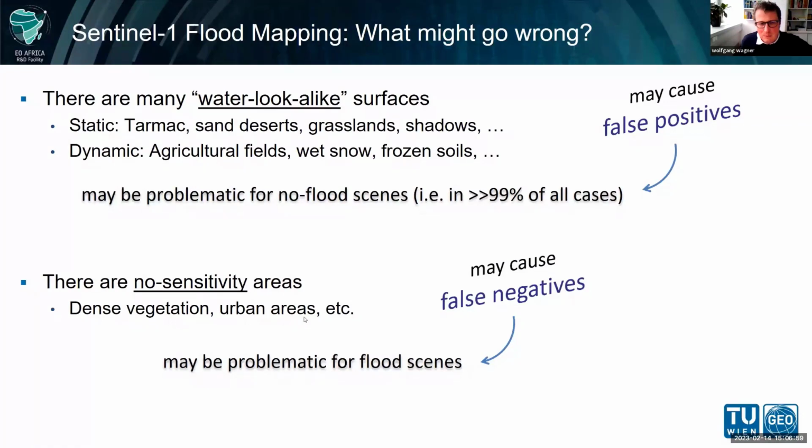And the same over urban areas. There's lots of complex interaction signals between the buildings and the water surface. Also, that doesn't lead to necessarily low backscatter. So these kind of no sensitive areas are problematic in flood scenes, and these may cause false negatives.